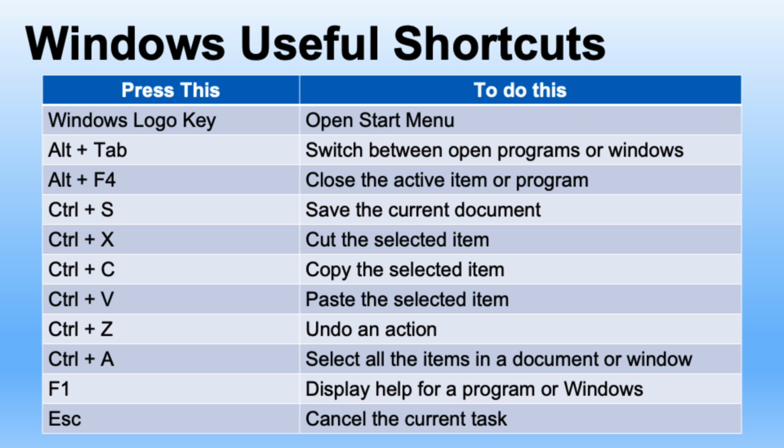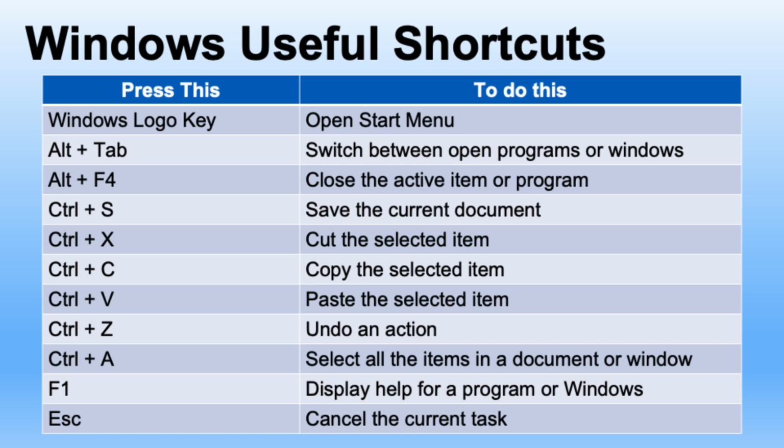The Windows logo key will open the Start menu. Alt plus Tab will give you the ability to switch between open programs or windows. Alt plus F4 will close any active item or program. Control plus S saves a current document. Control plus X cuts a selected item. Control plus C will copy the selected item, and Control plus V will paste the selected item.